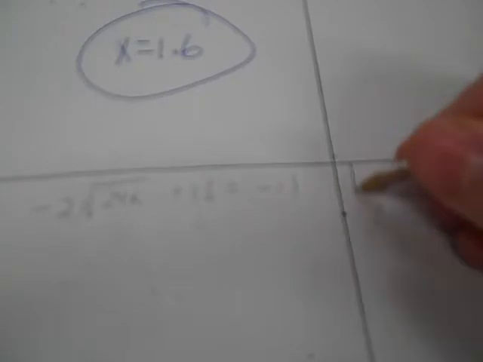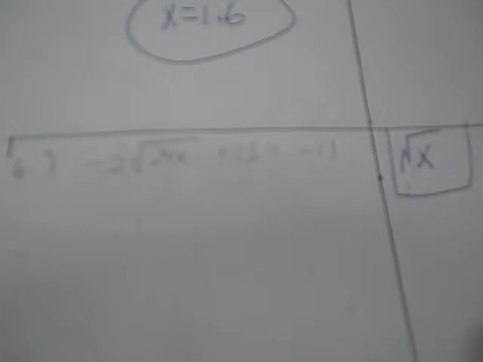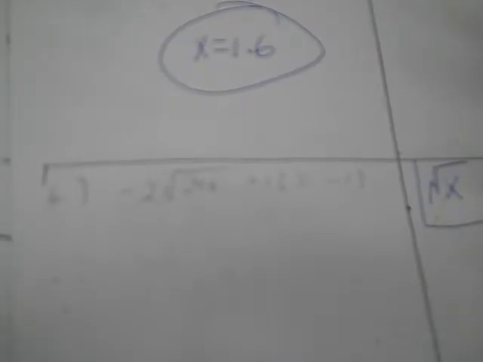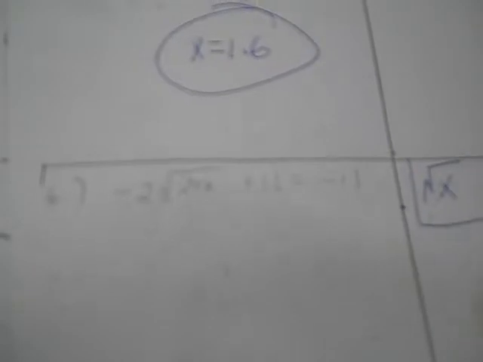Okay, my next problem. Negative 2 times the square root of 24 times x, and then after the square root, plus 13 equals negative 11. So what's going on with the x here? Is it to a power? No. Is it inside of something? Yeah, it's inside of a square root. So again, we need to make sure the outside of the square root is clear, but on this problem it's not. We have a negative 2 multiplier and then a plus 13.